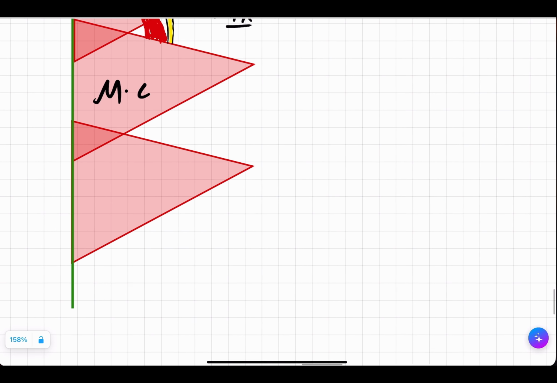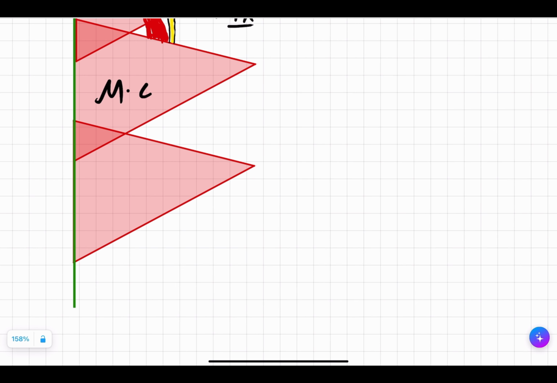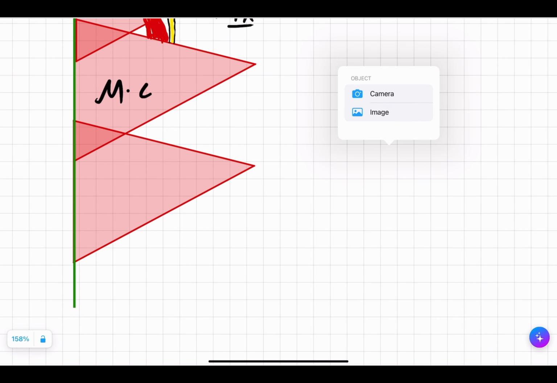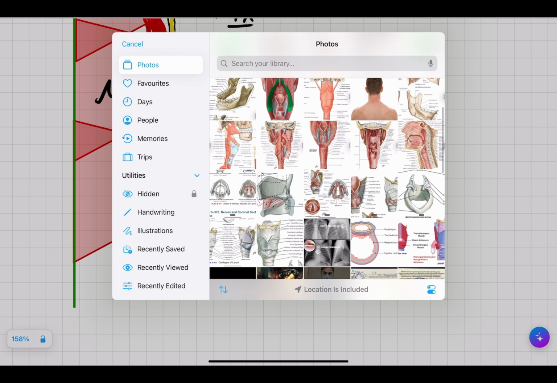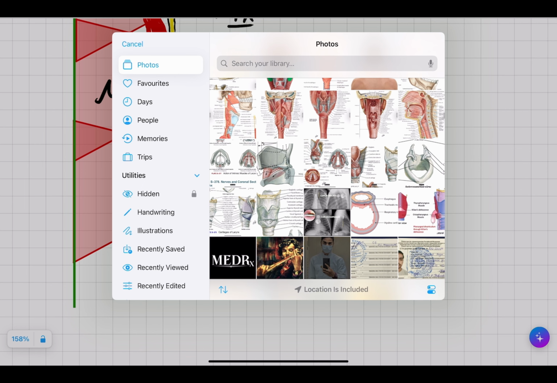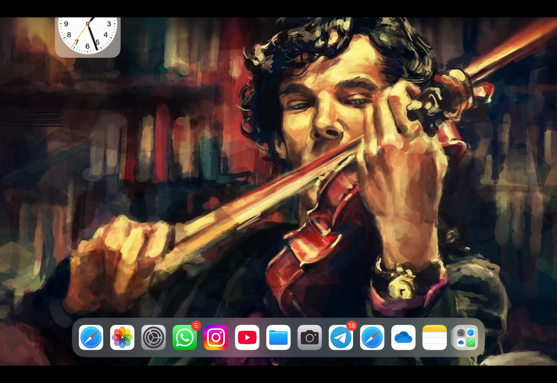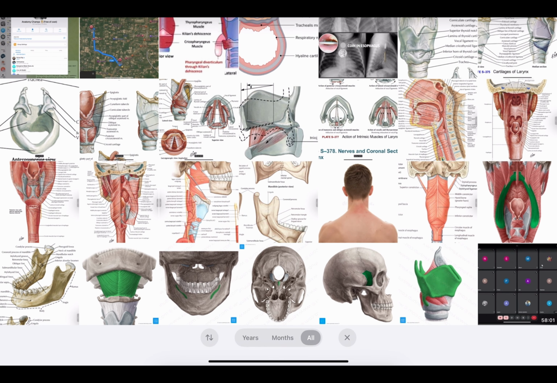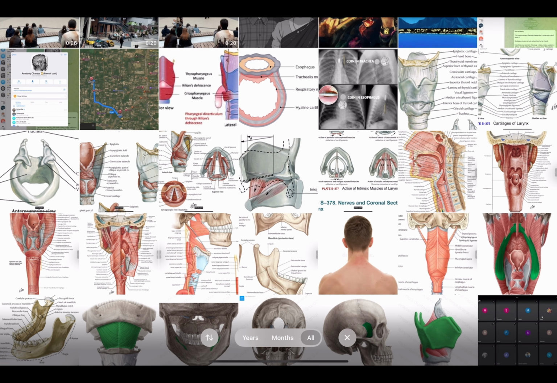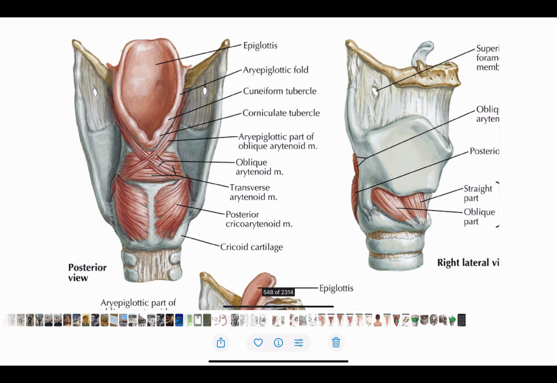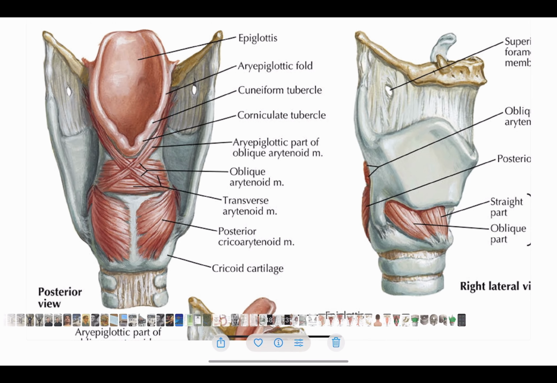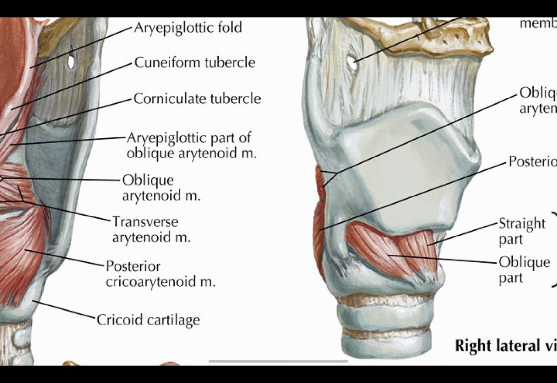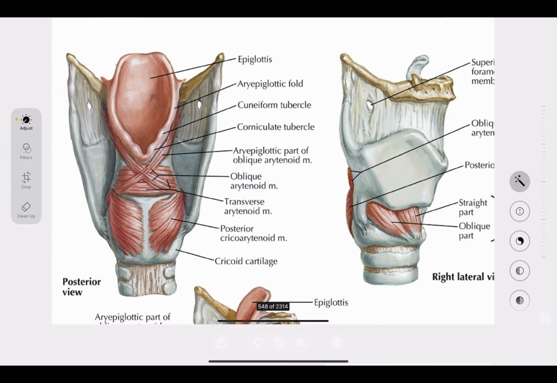First take this image, and then, no, it's not here. Just give me a second, guys. Where is it? Let's just take it from here. Yes, let's take this one. Just a second.